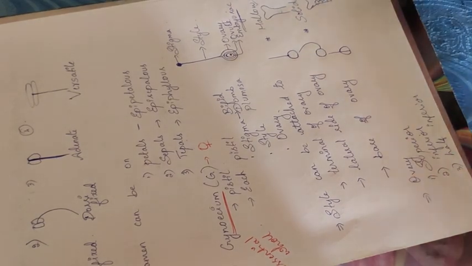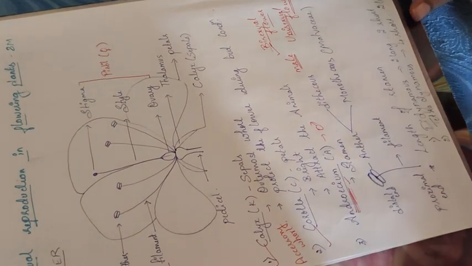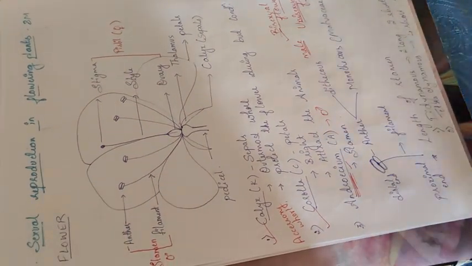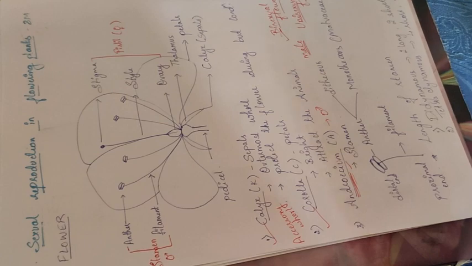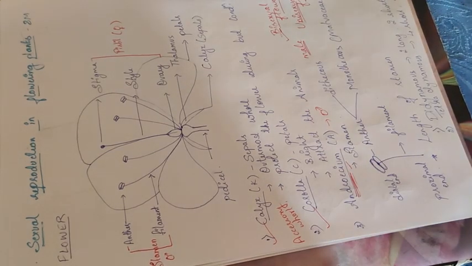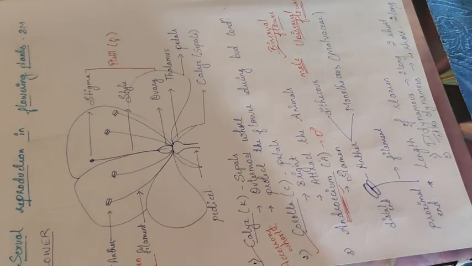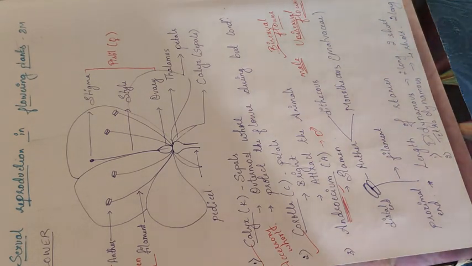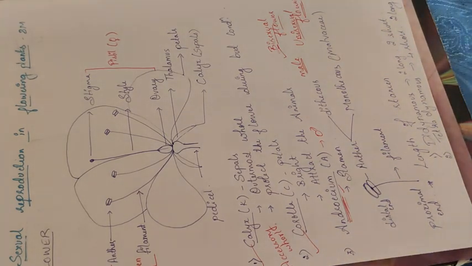Please go through this once again. Yes, just revise once. Flower, different parts of the flower, function of calyx, corolla, androecium and gynoecium. Clear? In the next class, we'll study some more detail of the androecium. That's nothing but the stamen.